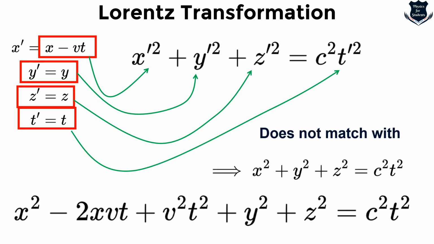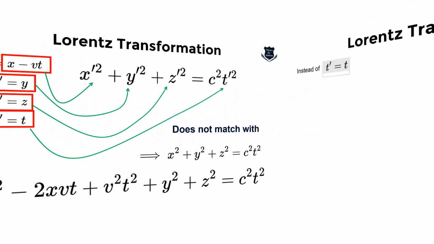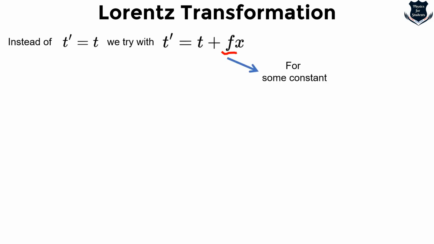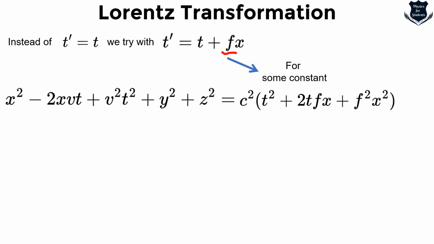Now you see this one does not match with the one we just saw. So what is the solution if it doesn't match? Let us look next. Instead of t prime equals t, which does not agree, we will try something like this: t prime equals t plus fx, where we consider f to be some kind of constant. And if I put this value over here, we will get simply this.